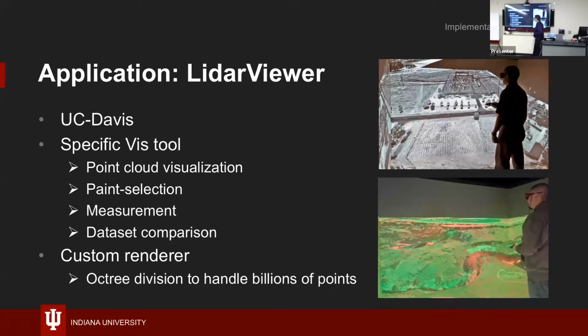And then you can do some things like data set comparison, which is the lower right picture, showing 2 data sets, one in red and one in green, and you can see how terrain has eroded or been built up over time. And of course, it has a custom renderer using octree division in order to render literally hundreds of billions of points at a time, because it doesn't display all 100 billion points. It displays the ones that are crucial for where you're at.